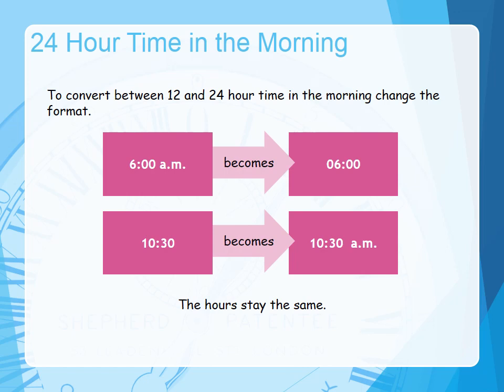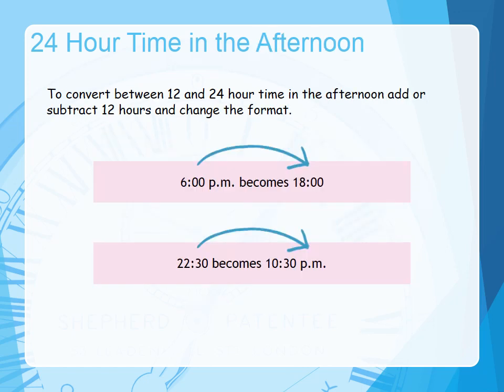The other one, 10:30, is in 24-hour clock. It becomes 10:30 a.m. in the morning. So the hours stay the same if the time is in the morning. But to convert between 12 and 24-hour time in the afternoon, we add or subtract 12 hours and change the format.